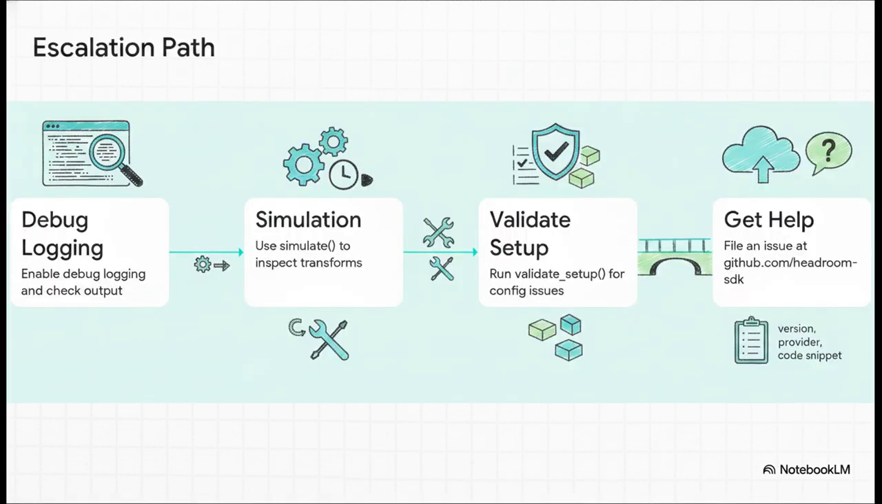If all else fails, you need a strict step-by-step escalation path. Start with debug logging, then run your simulate function. After that, execute validate setup to catch any lingering config bugs. If you've done all three and you are still stuck, okay, it's time for step 4, filing an issue on the Headroom GitHub. But remember, a good developer helps maintainers help them. Always include your Headroom version, your Python version, your provider, the debug log output you just generated, and crucially, minimal reproduction code.